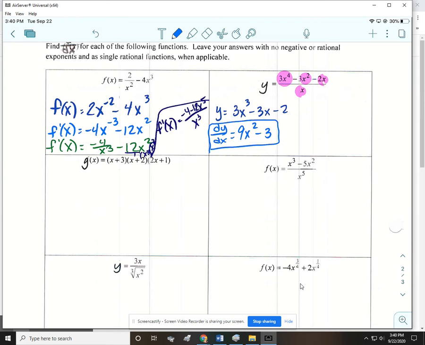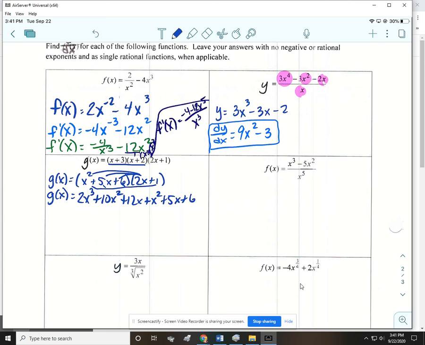All right, on this next one, we are going to have to do some multiplying out. So I'm just going to multiply the first pair together. And then multiply that by the second one. So we're going to distribute the 2x. And then multiply by the 1. All right, this is still g. Just simplifying it down.